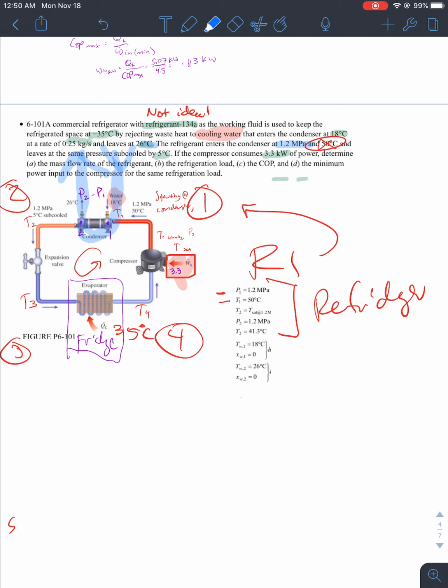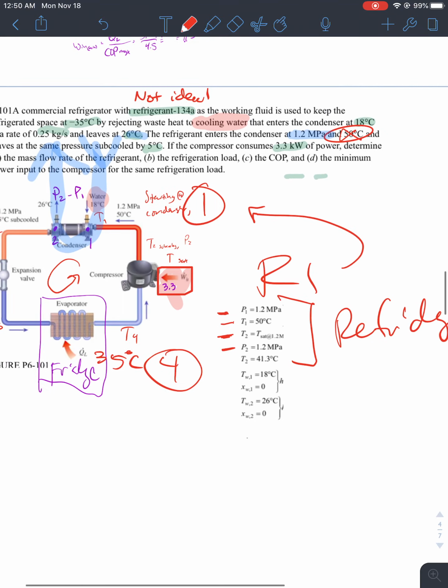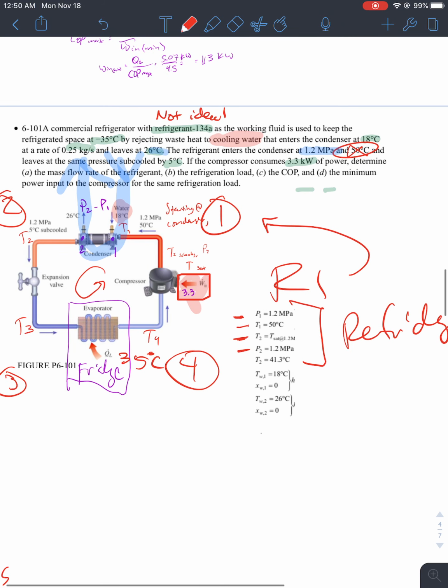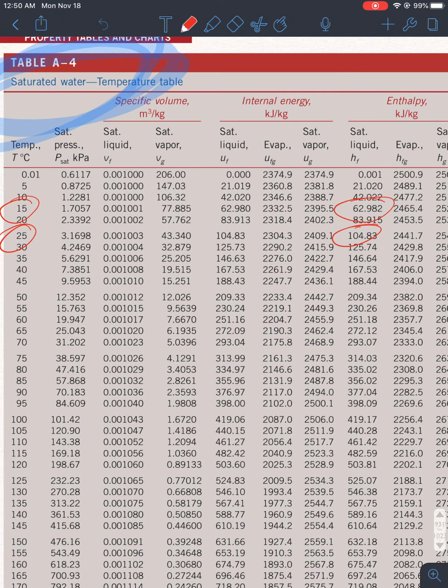Into it and out of it. So down here, the output pressure is 1.2 and the output temperature is subcooled. Oh my gosh, I don't know exactly why. Let's think about that. First off, go to the tables, go to the subcooled tables. We're looking at refrigerant table information.